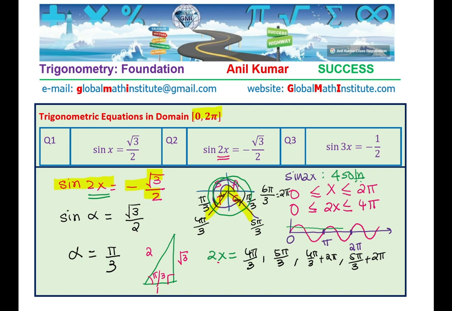So 2x will mean two circles, four solutions. It is going through 0 to 2 pi twice, right? So from here we can divide and then get the answer for x. When you divide by 2, you get 2 pi by 3 here, correct? Dividing by 2, you get 5 pi by 6. Now here, you are dividing by 2. So first you do this part, which let me rewrite.